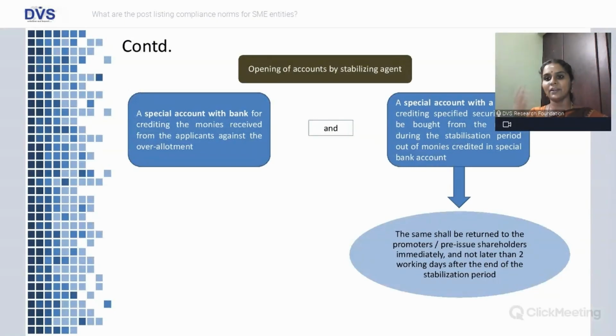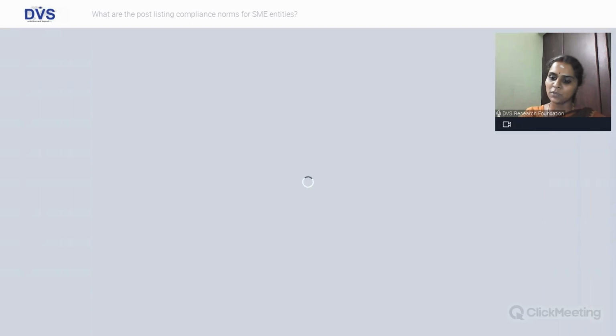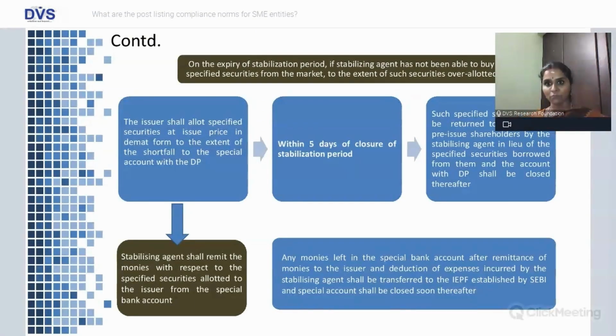So after the end of this cutoff period, the stabilization period, immediately you may have to return it back. Whatever you have borrowed, you have to return it back to them. On the expiry of this stabilization period, if the SA has not been able to buy the specified securities from the market to the extent of the securities which are over allotted, the issuer shall allot those securities at the issue price in the dematerialized form to the extent of the shortfall to the special account with the depository participant.